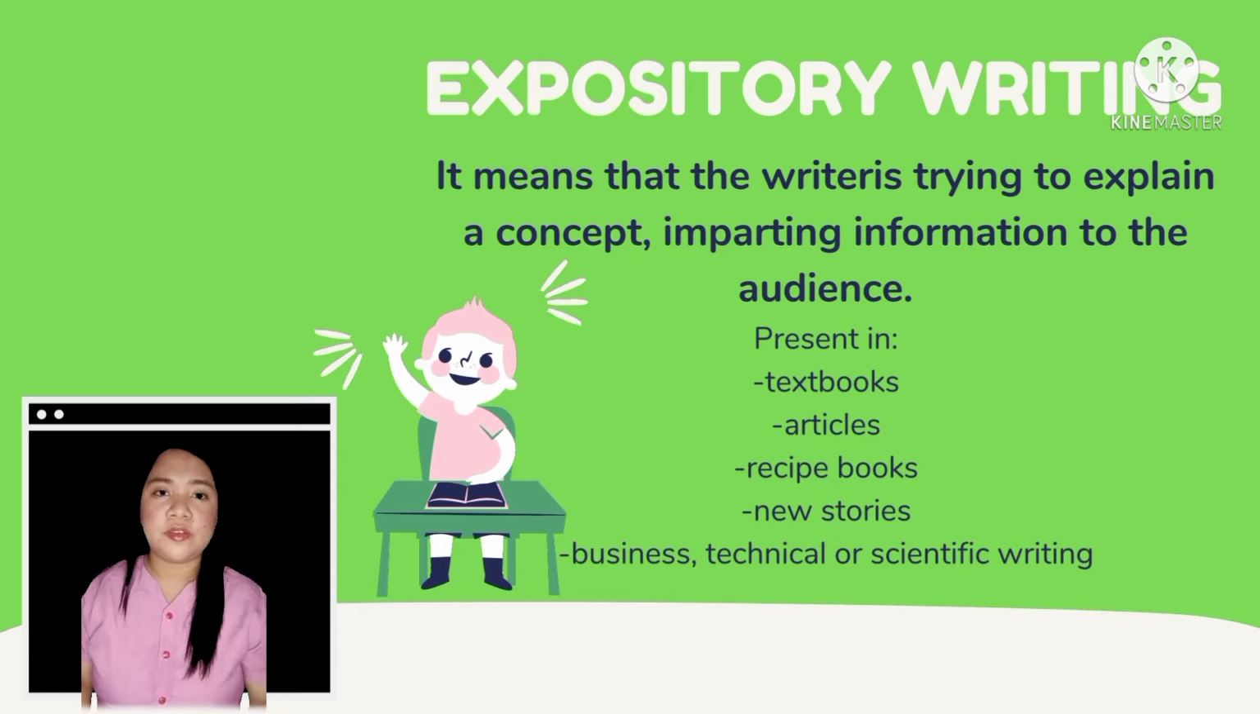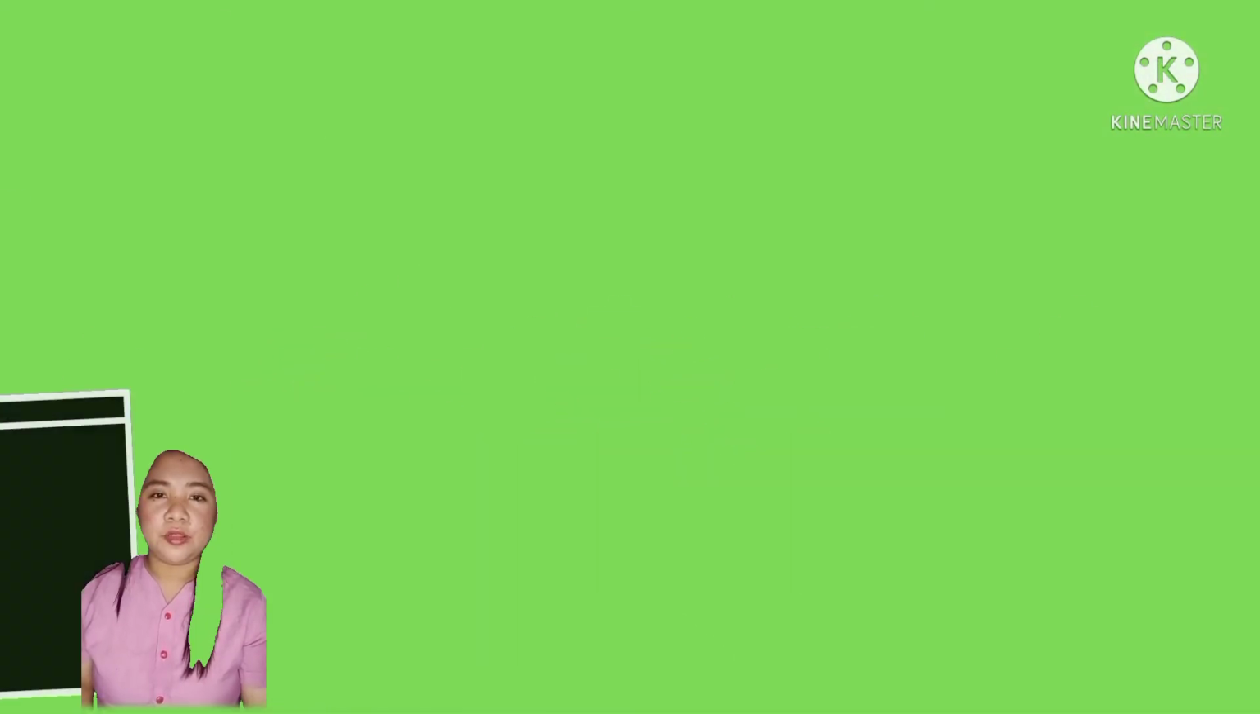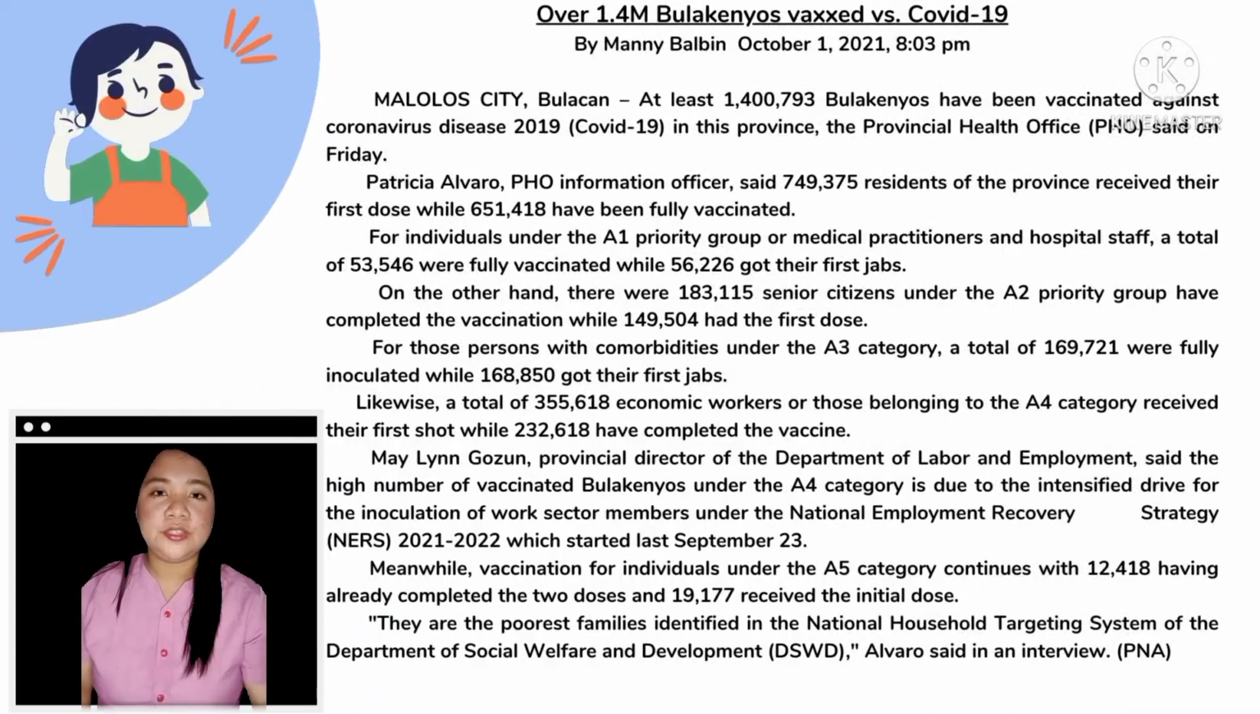And expository writing is usually used in textbooks, articles, recipe books, business letters, scientific texts, and news stories, except editorials and editorial opinions. Let me show you an example of an article that used expository writing style.